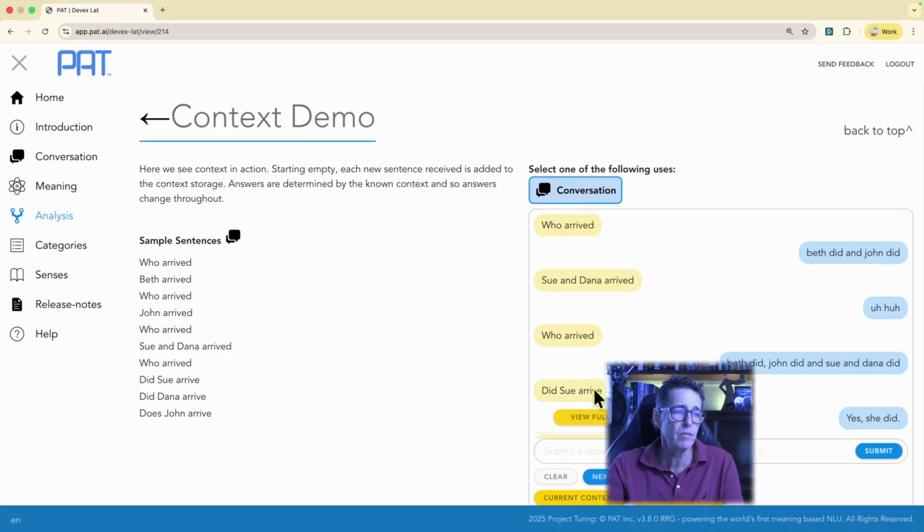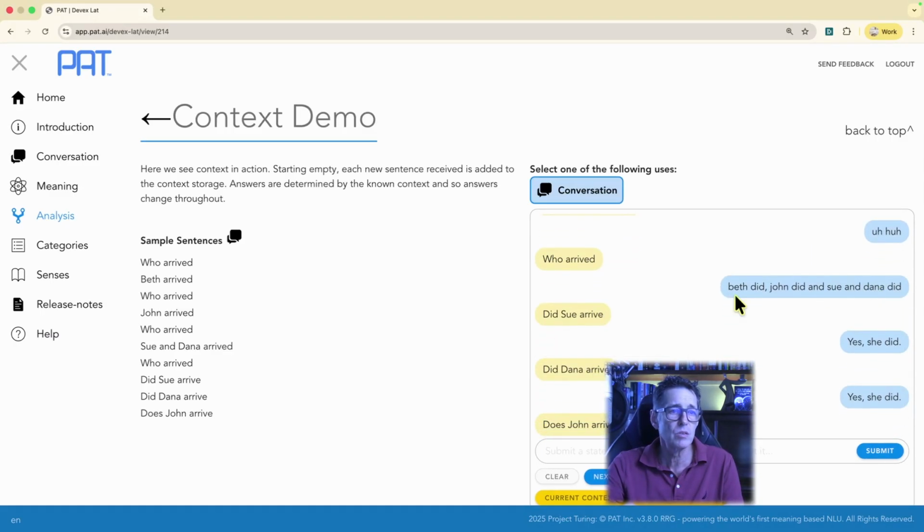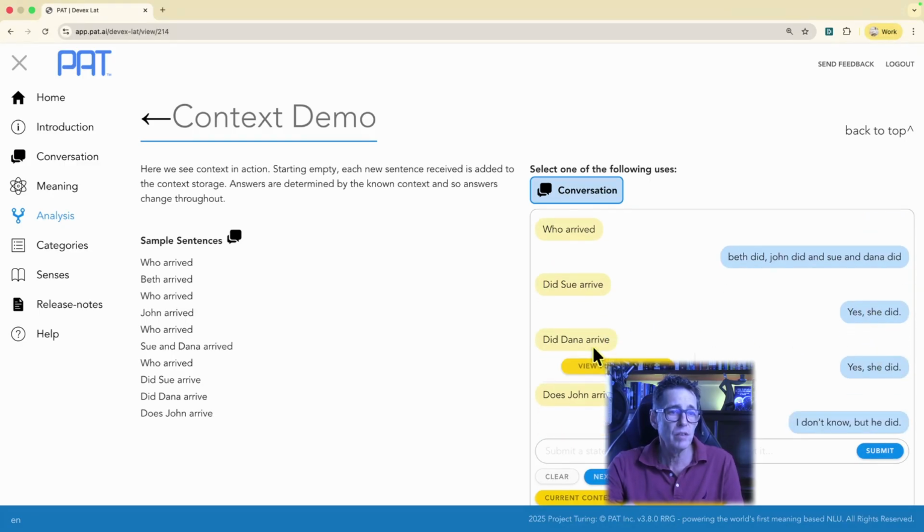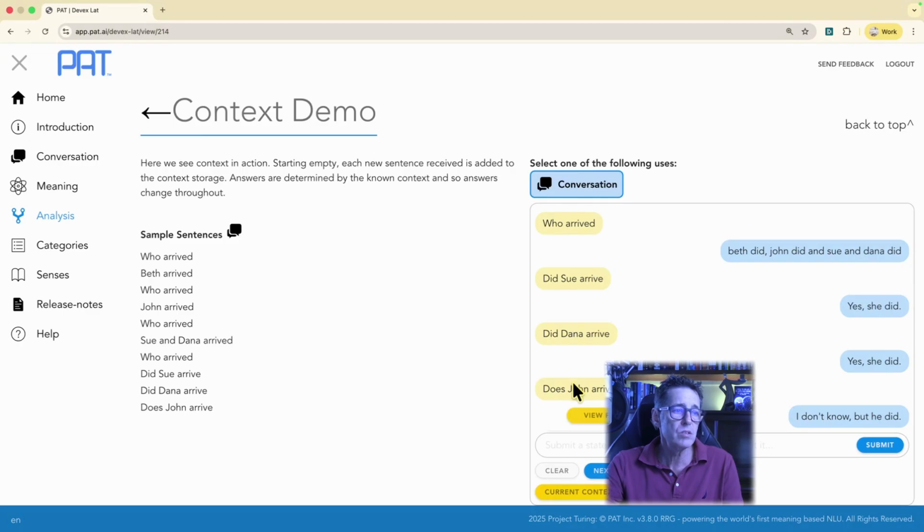So did Sue arrive? Well, we knew that Sue and Dana did, so Sue also did, and we get the correct answer. She did. Did Dana arrive? She also did. Does John arrive? I don't know, but he did. So this is one of those strange things about the precision of language. Does John arrive? Well, I don't know if he does arrive, but he certainly did in the past. So he's not arriving now, but he did in the past. And that's the way in language we would produce that response. So that's an example of this analysis.